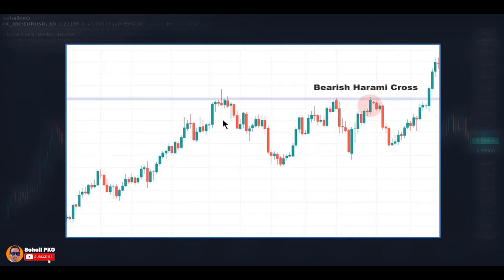And here in this example, I want to show you an important point. As you can see, this uptrend is interrupted and stopped here, and a resistance level is formed as you see. Here, when the price reaches this resistance level, a bearish Harami cross formed on the chart, which shows increased selling pressure, and being at a resistance level, it gives us the signal that the price is going to decline.